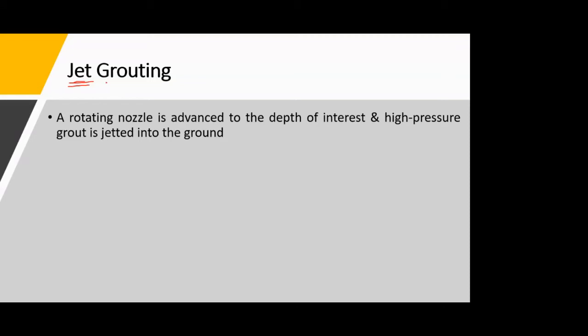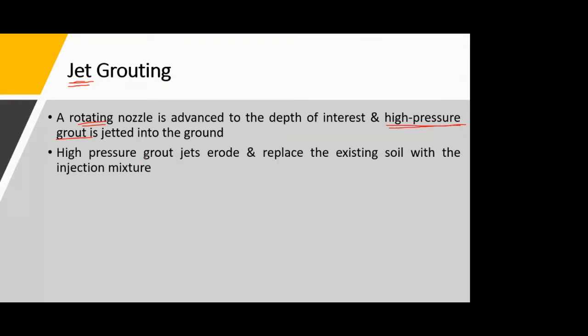What is happening actually in jet grouting is that you have a nozzle, and that nozzle is capable of rotating. Through this rotating nozzle, you inject grout into the ground, and that injection is done under high pressure. Due to this high pressure, the soil around the nozzle gets eroded and is pushed away. Once it is pushed, you get a void in your system, and that void is filled by the grout that we have injected.